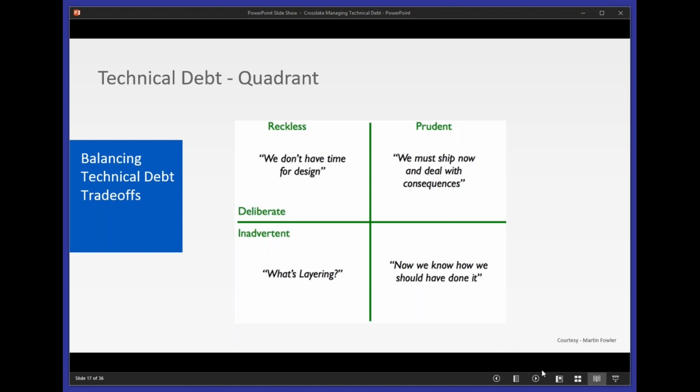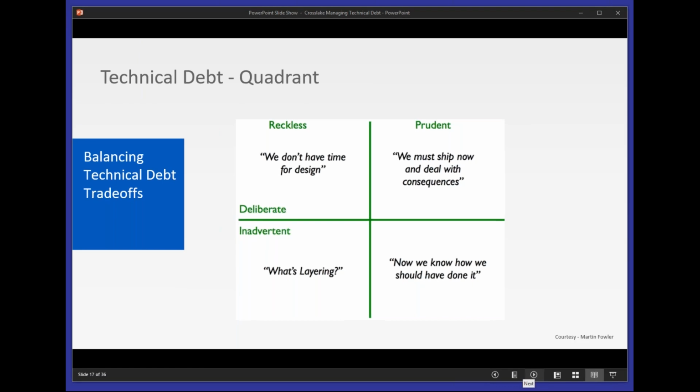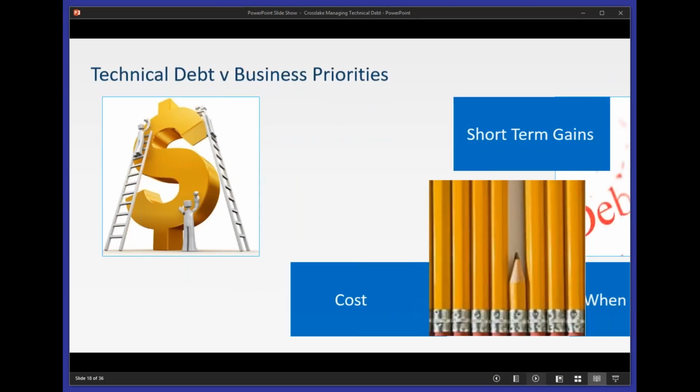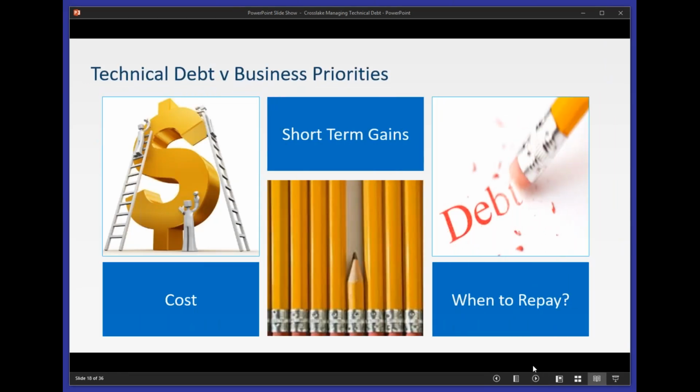So it's a useful quadrant, but it is just a tool. It's not going to stop you getting technical debt or unmanaged technical debt, but it will help you to break down, understand and identify those areas that are ultimately causing the biggest concern within the organizations that you work for. Technical debt versus business priorities.